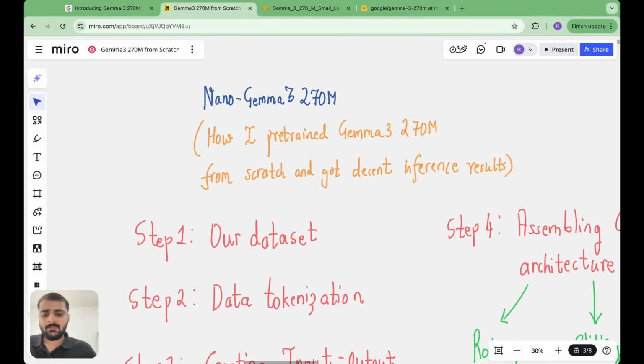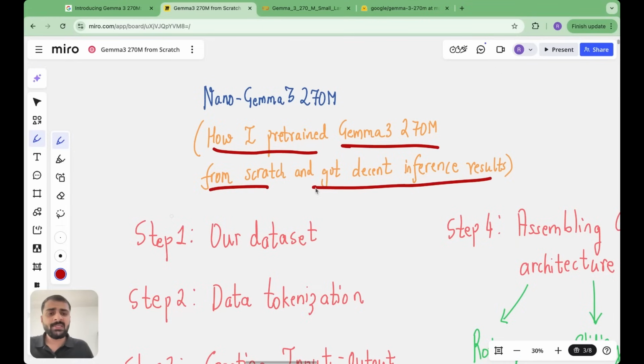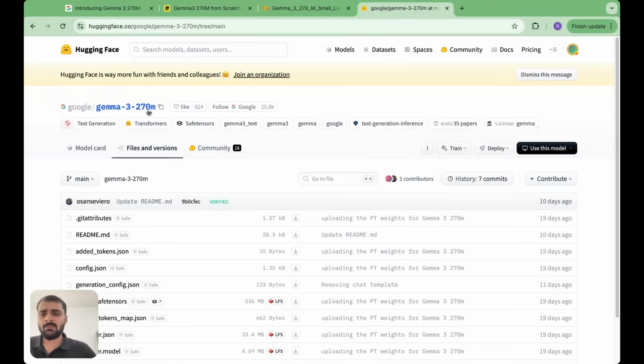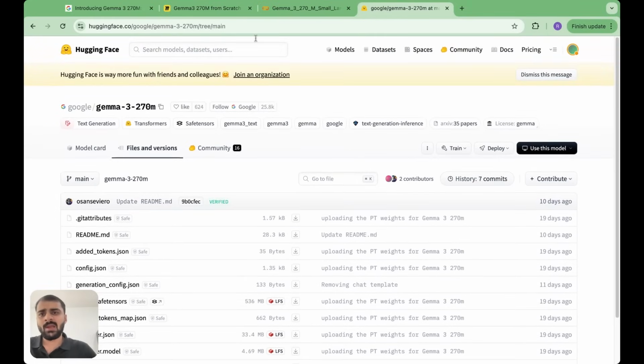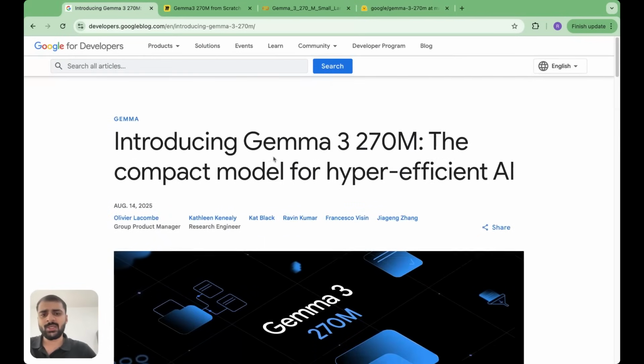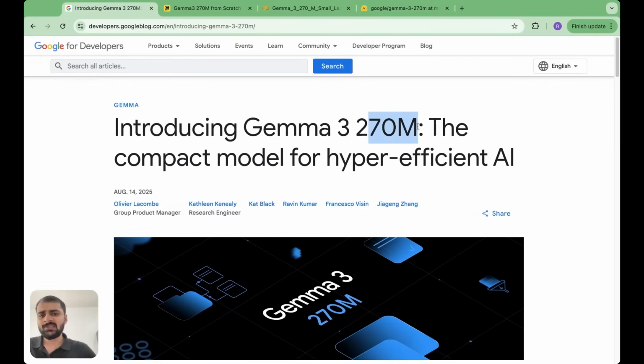The main idea which I want to showcase through this workshop is essentially how I pre-trained Gemma 3 270 million from scratch and got decent inference results. So, if you are not aware, Gemma 3 270 million model was launched around 10 to 15 days back, and this launch immediately caught my attention because it's really a small language model.